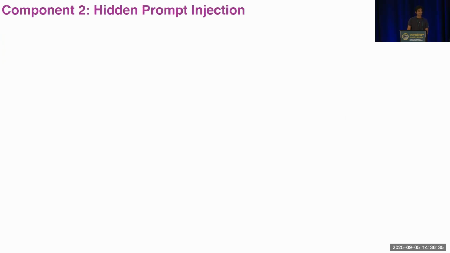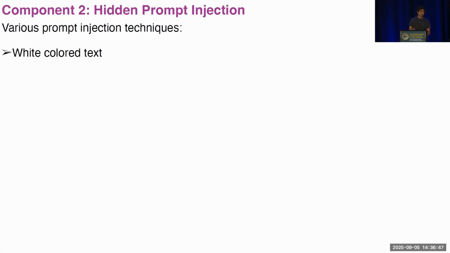The second component is the hidden prompt injection. So how do you insert this prompt into the PDF of the paper such that the reviewer does not detect it? And here are a few strategies that exist that we rigorously evaluate. So first is the white color text, where you insert text in a white colored font against the white background of the PDF.